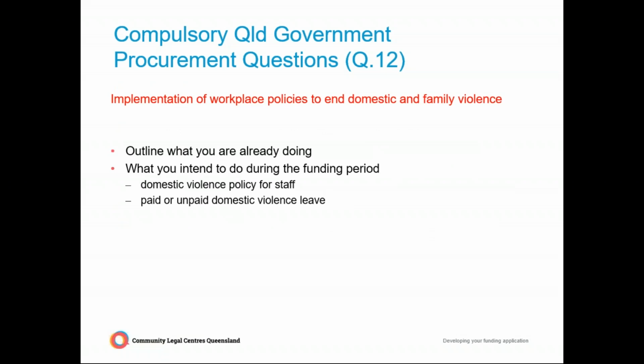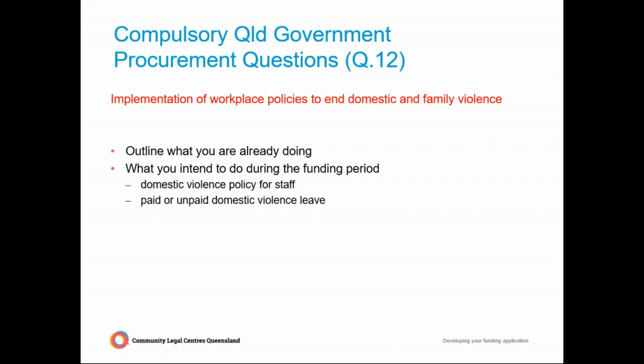The second compulsory question is about implementation of workplace policies to end domestic and family violence. So you can set out what you're already doing in this space and what you might intend to do during the funding period. There are unpaid domestic violence leave conditions under the SCADS award, but you may have or are thinking about doing something that extends that.